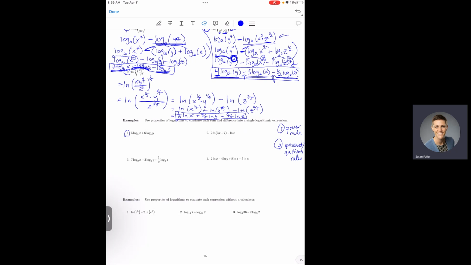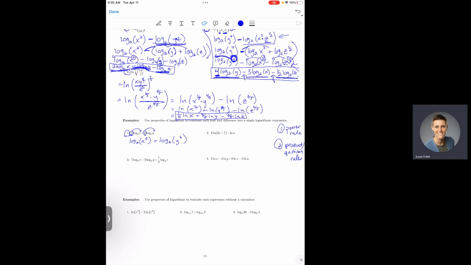Okay, so let's start with number 1. First thing that we're going to do here is do the power rule. We're going to take any numbers out front. We have one in both of these, and we're going to work backwards. We're going to take these and put them up into the exponents. And so this is going to turn into log base b of x to the 5th power plus log base b of y to the 6th power. Those numbers out front get tossed up into exponents.